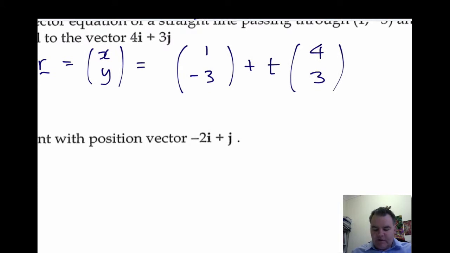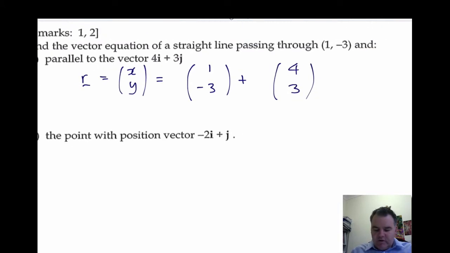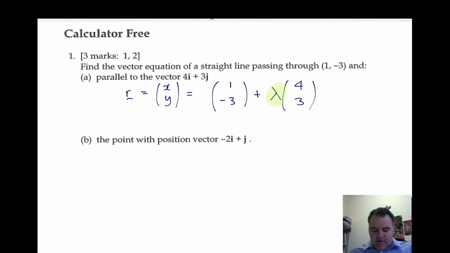Simple. Now sometimes, instead of t, we use lambda, sometimes mu. That little constant is up for grabs as to what you call it, but normally t or mu or s. Okay, find the vector equation of the straight line passing through the same point and another point with position vector -2i + j.